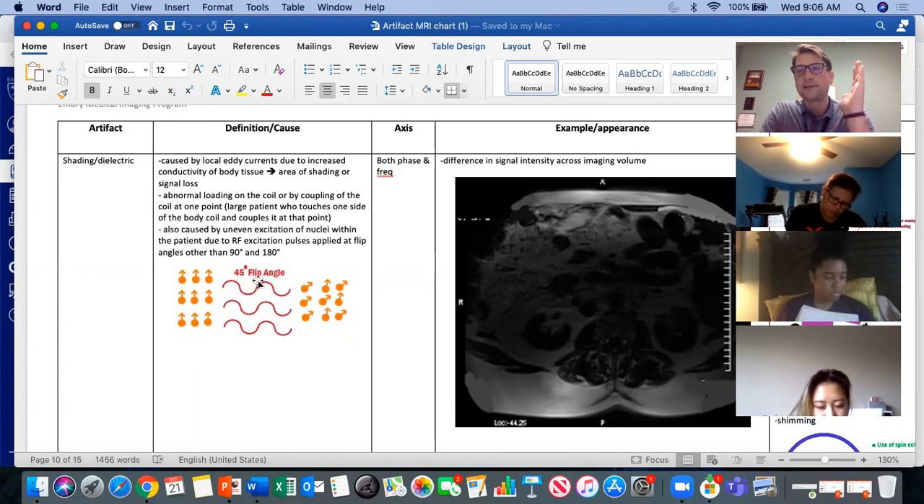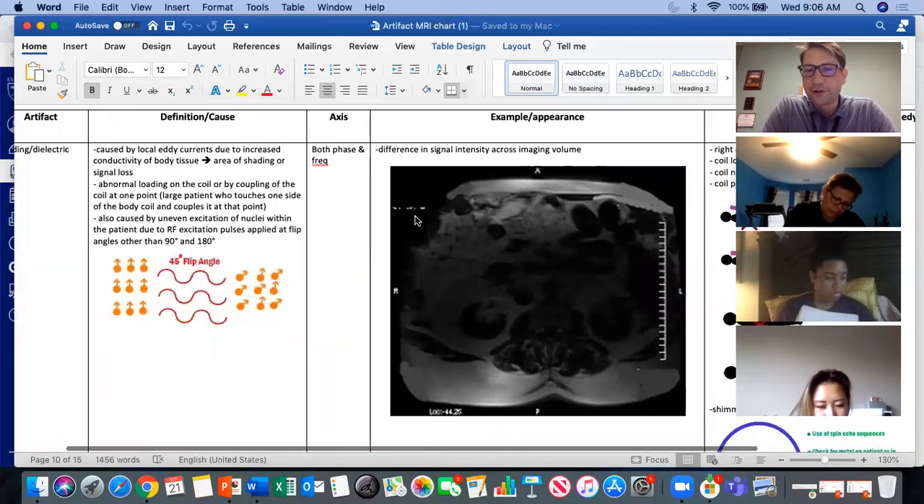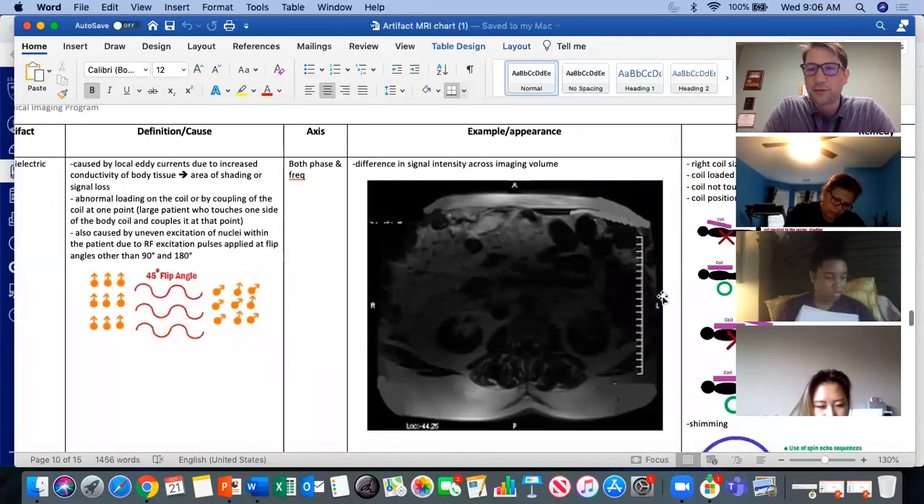Those hydrogen spins, sometimes one might go 45, but then 4 of them might go 43, or 4 of them might go 57. So there's some variation when you use a flip angle that is not 90 or 180. And that can cause this shading or dielectric artifact. So this occurs in both the phase and frequency direction. So you kind of see it throughout the image all around. And it's basically difference in signal intensity across the imaging volume.